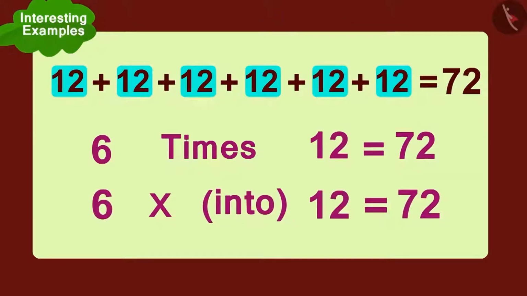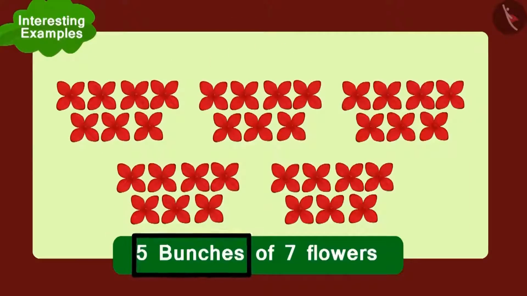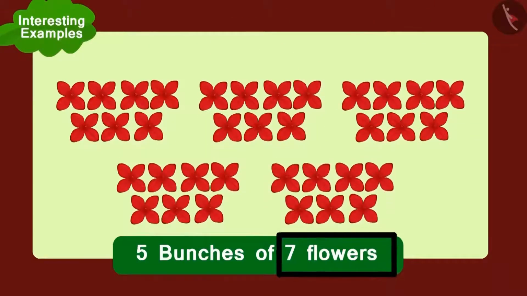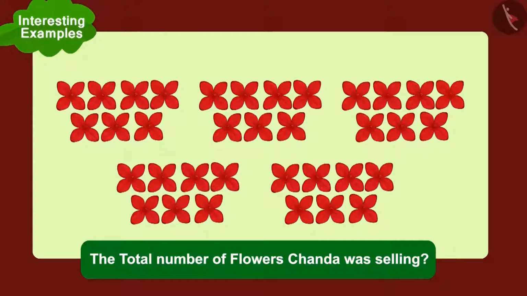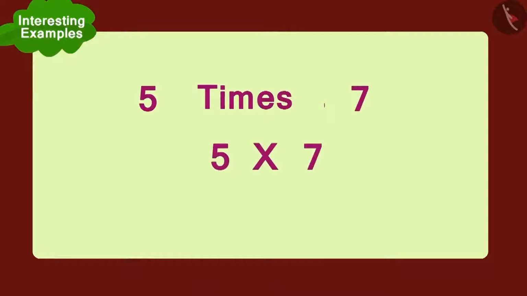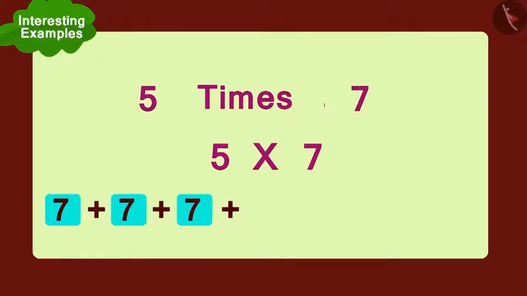At the same time, Chanda was selling 5 bunches of 7 flowers each. Children, can you tell the total number of flowers Chanda was selling? 5 times 7, or 5 multiplied with 7. We can write it like this. Now, how will we do this by using the method of addition? 7 added to 7, again add 7, again add 7, and finally add one more 7. So what is the total number of flowers?